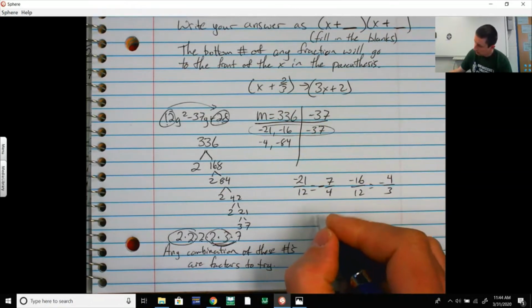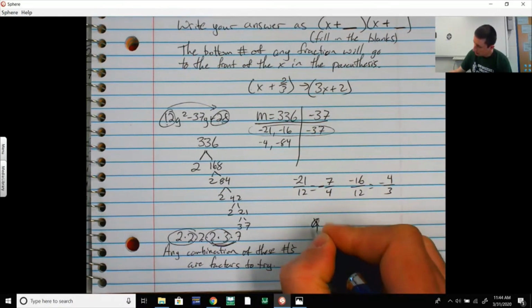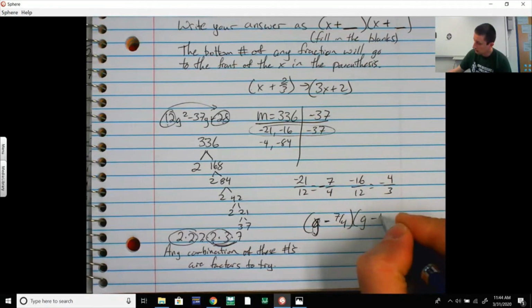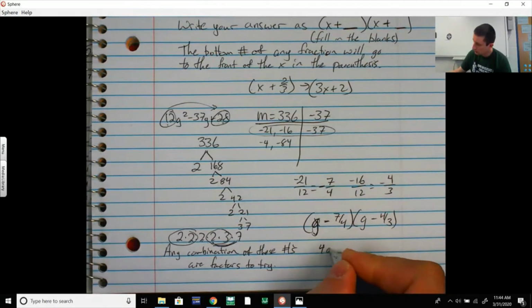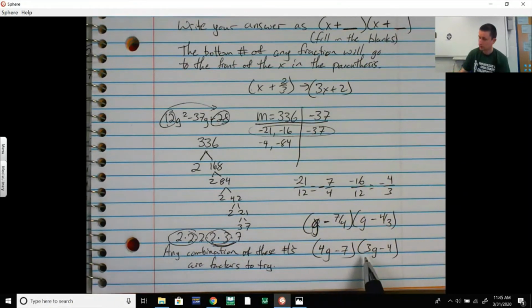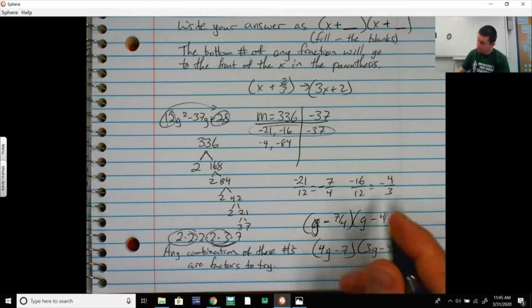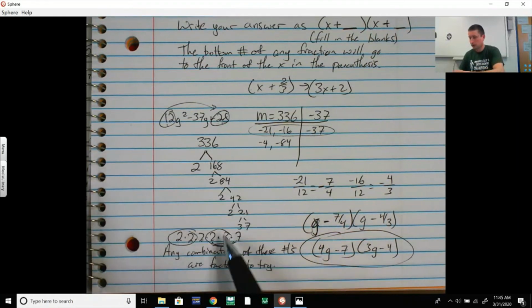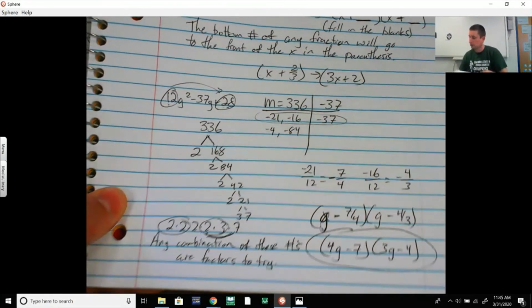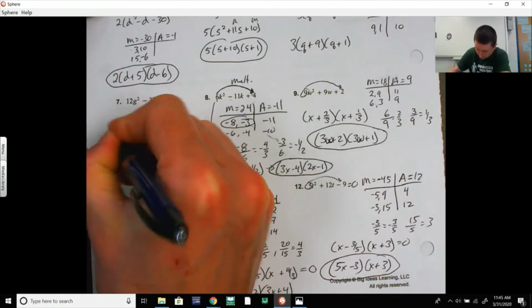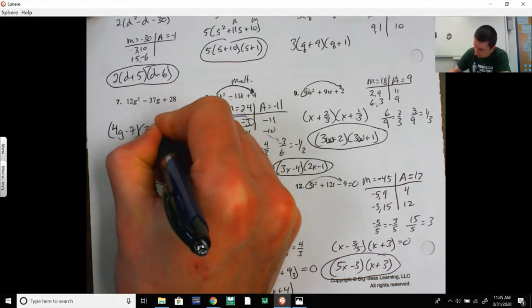So we get G minus 7/4 times G minus 4/3. So we get 4G minus 7 times 3G minus 4. 4G times 3G is 12G squared, that's what we started with. Negative 7 times negative 4 is 28. Okay? So those bigger numbers, do a factor tree. Look at the parts that make up the number, and that will help you break that up. So that was 4G minus 7 times 3G minus 4.